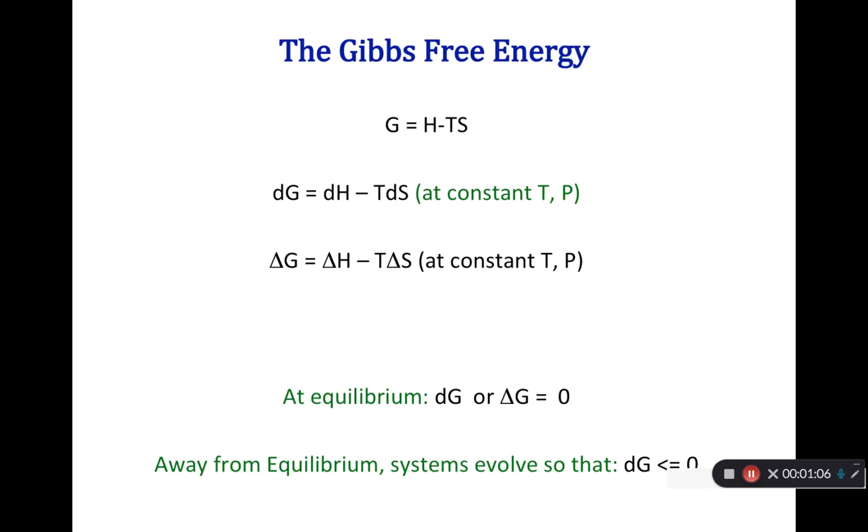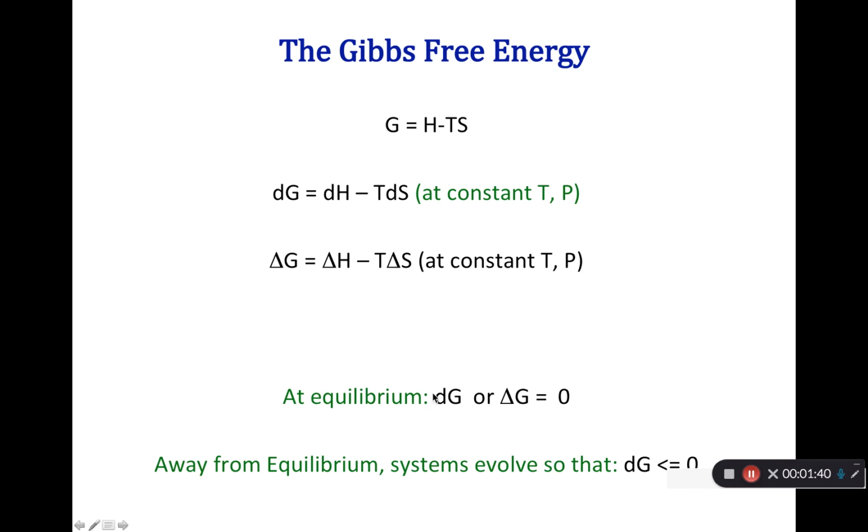So as defined in the previous lecture, the Gibbs free energy is the difference between the enthalpy and the product of the temperature and the entropy. If you write it in differential form, at constant temperature and pressure, it becomes dG = dH - T dS. And for a process going from point 1 to point 2, the difference in Gibbs free energy is the difference in enthalpy minus the temperature multiplied by the difference in entropy, at constant temperature and pressure. So these are very important equations and you should memorize them, know them.